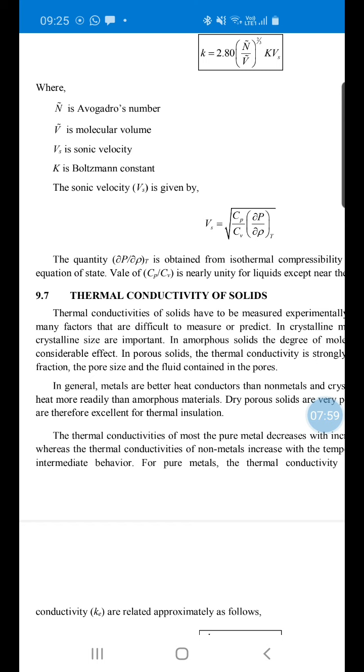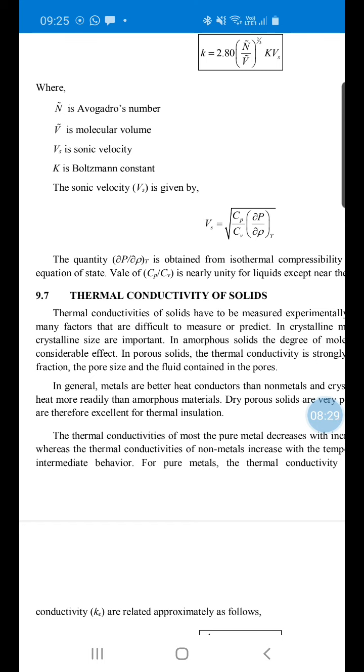Also about metals and non-metals. Metals are better heat conductors than non-metals. Crystalline material conducts heat more readily than amorphous material, as you know. Dry porous solids are very poor conductors, and therefore they are used as thermal insulation. So whatever thermal insulations you have seen in industries, generally they are porous materials.